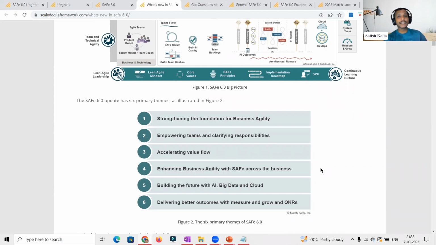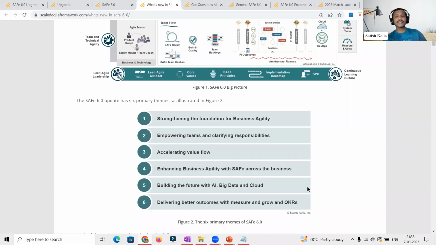Bringing in every other section within the organization, like HR, marketing, sales, operations, support, each and every one within the organization, into the business agility. That is what is again highlighted as the fourth theme. The fifth theme, as we discussed, is ABCD: AI, big data, cloud, and DevOps.